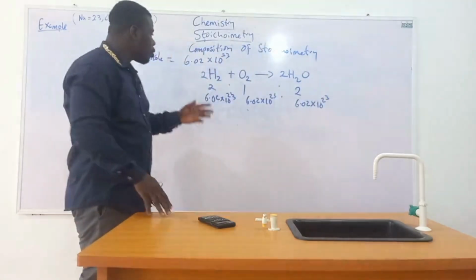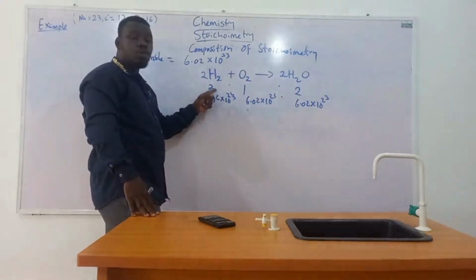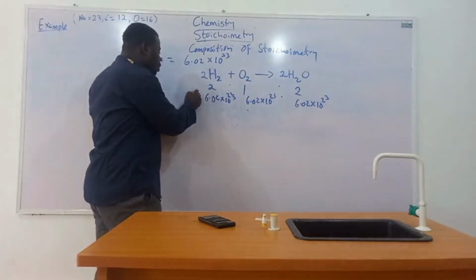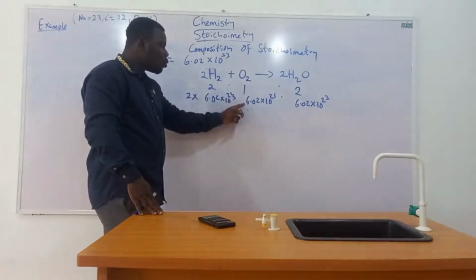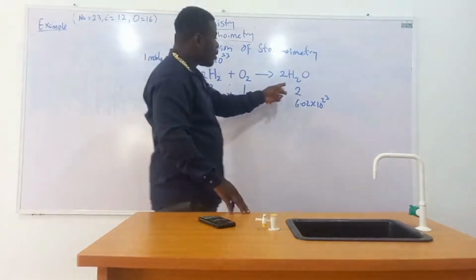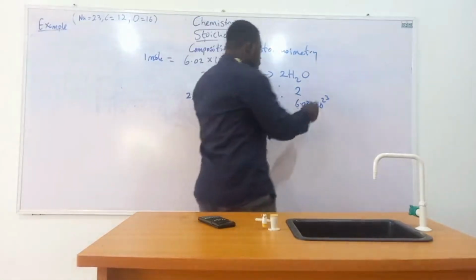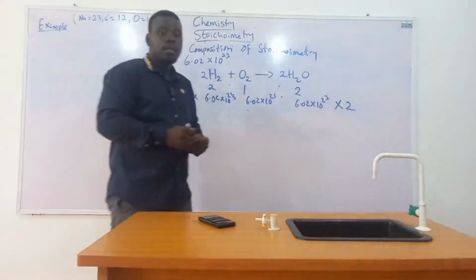Now, because of the number of molecules present, this one contains 2 molecules. So this will now be 2 times the Avogadro's constant. This is 1 molecule, so it is 1 times, which is also the same thing as the Avogadro's constant. This is 2 molecules here, so this will now be 2 times the Avogadro's constant.